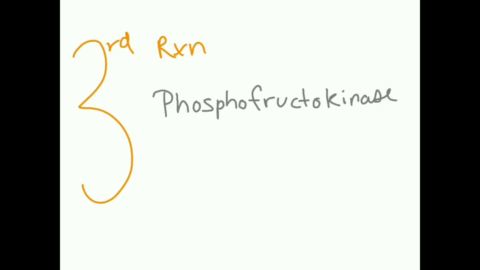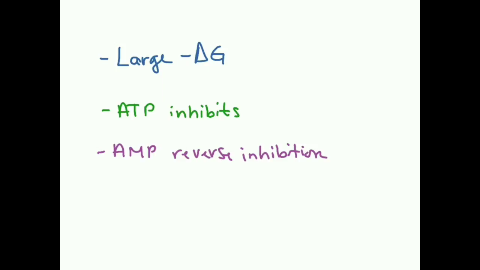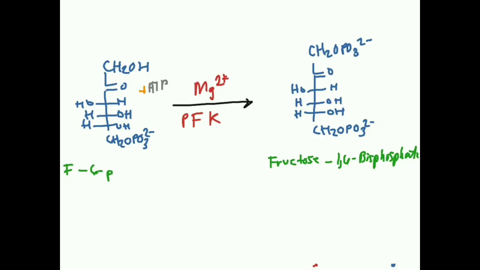The third reaction is the phosphofructokinase reaction. This reaction is the committing step with a large negative delta G, which is highly regulated. ATP inhibits the reaction, while AMP reverses the inhibition. This reaction goes from fructose 6-phosphate to fructose 1,6-bisphosphate with the addition of magnesium.